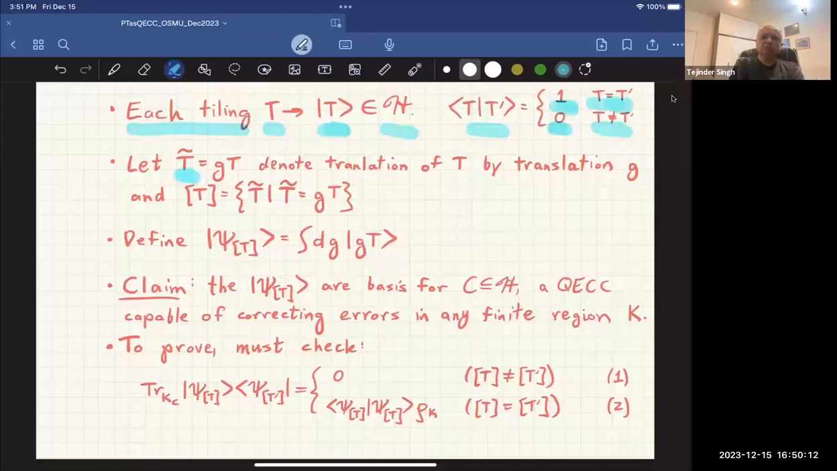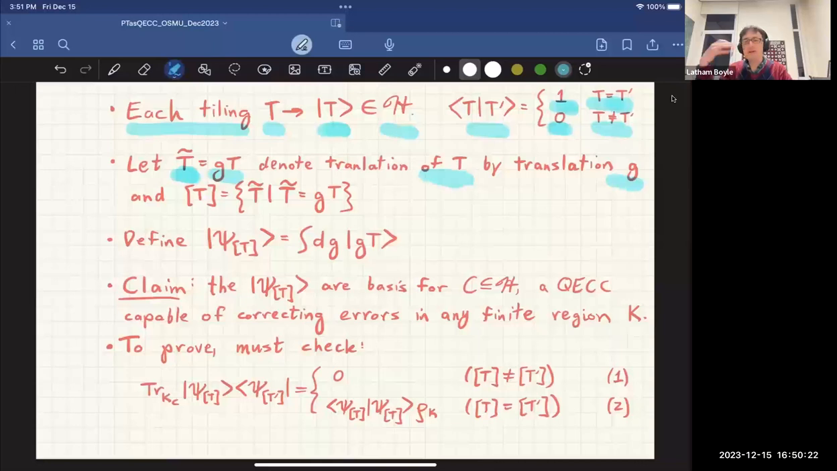So in particular, let GT denote the translation of the original tiling T by some translation G, or more generally by any Euclidean isometry. It can be a combination of rotations and translations. Then I define the equivalence class of T, denoted by T brackets, as the set of all tilings T twiddle that are related to the tiling T by some Euclidean isometry G. In other words, if two different tilings can be lined up so that they perfectly overlap, they are in the same equivalence class. Two tilings where I cannot do that, where I can only get them to agree over arbitrarily large finite regions but not everywhere, are in different equivalence classes.